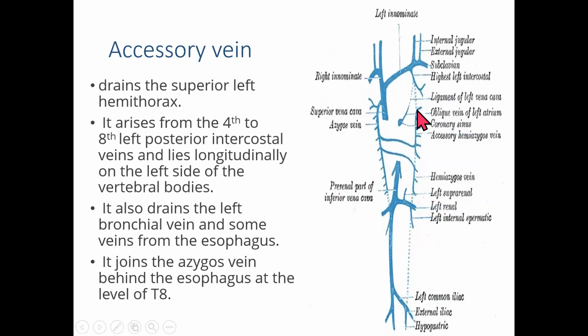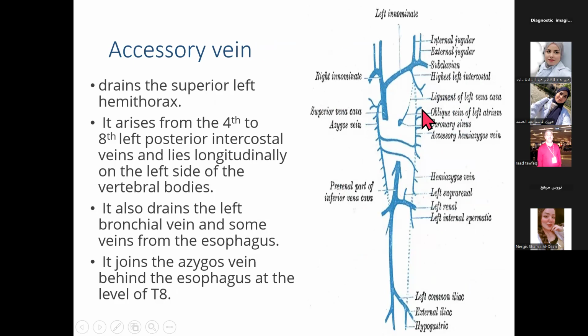The accessory hemiazygos vein drains the superior left hemithorax. It arises from the 4th to 8th left posterior intercostal veins and lies longitudinally on the left side of the vertebral body. It also drains the left bronchial veins and some veins from the esophagus. It joins the azygos vein at the level of T8.